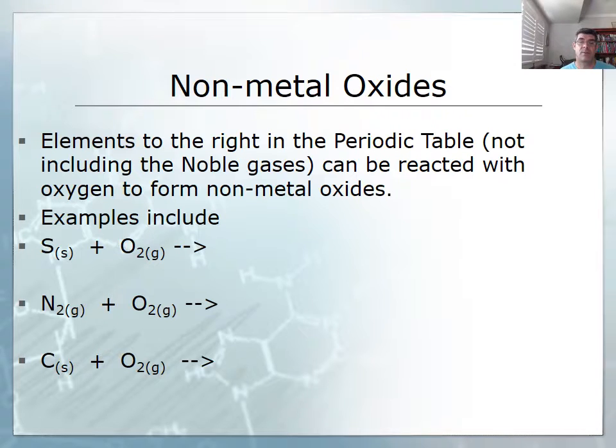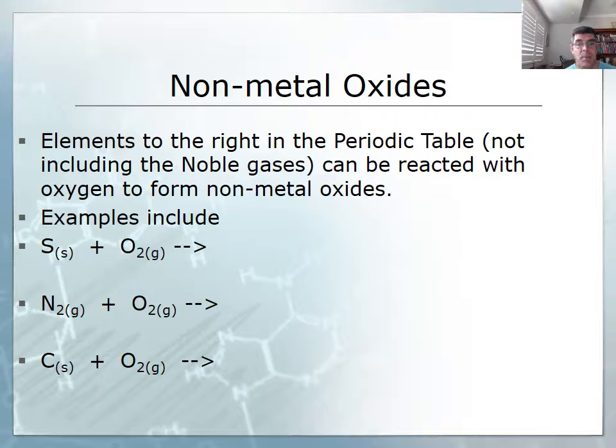Now, one of the important things that we need to be able to do is to identify the acidic or basic nature of different oxides. And this is going to have a fairly significant impact on some of our later studies in this particular topic, including things like the formation of acid rain.